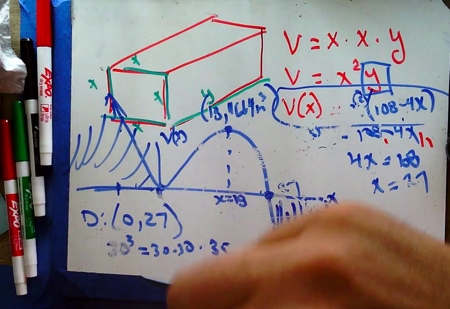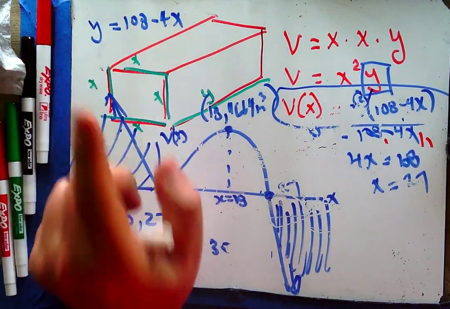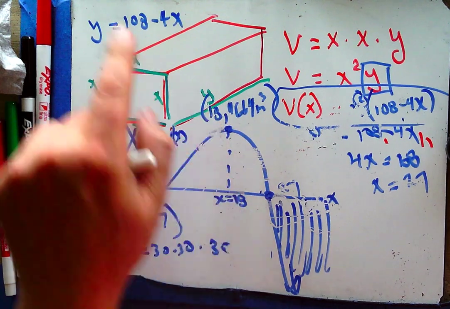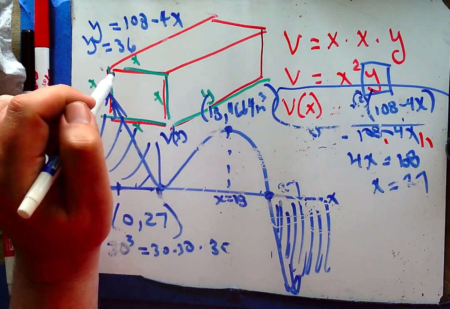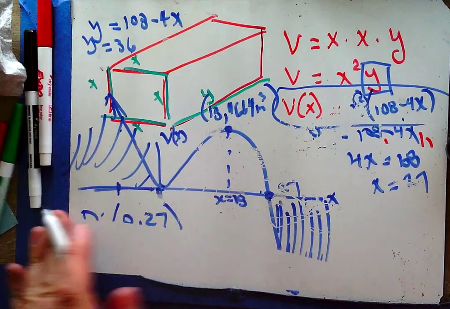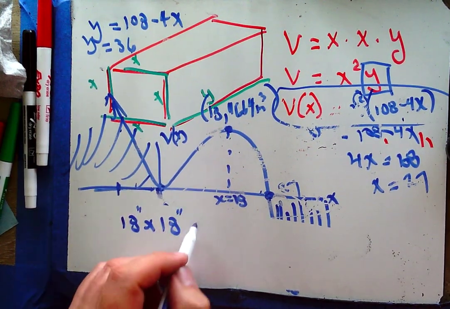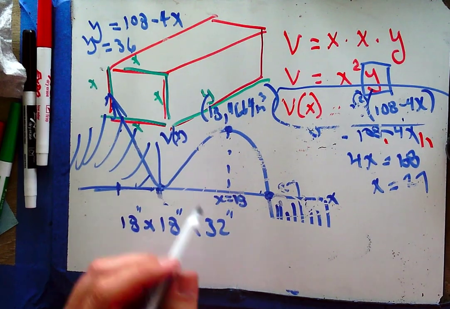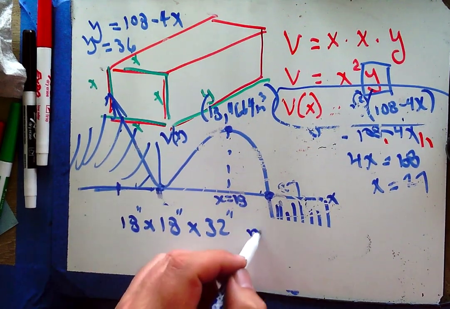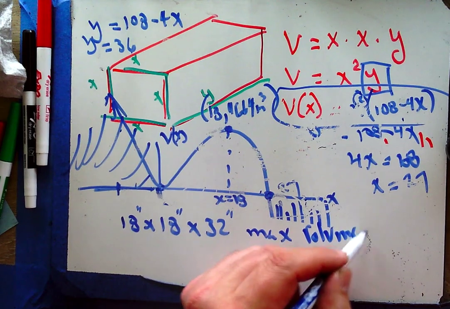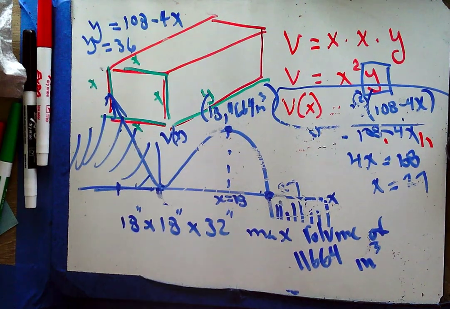Well, remember we had that helping equation, y equals 108 minus 4x. So 4 times that is 72. 108 minus 72 is 36. So the dimensions of our box will be 18 by 18 by 32 inches. 32 long, 18 by 18 over here. This produces a max volume of 11,664 inches cubed. All right.